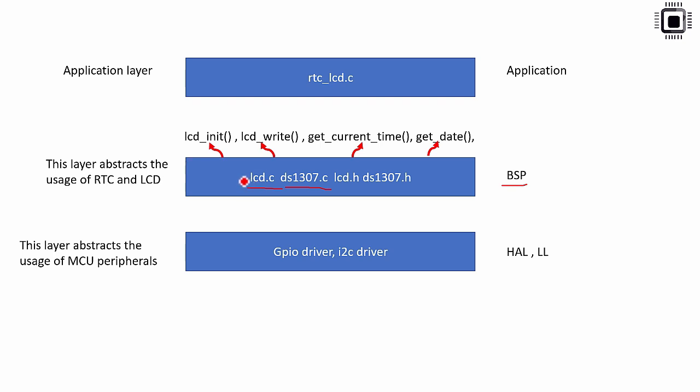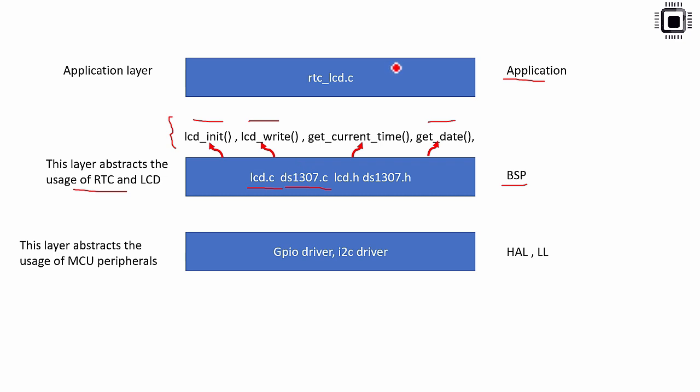That's why lcd.c and DS1307.c are part of the BSP, because the BSP layer abstracts the usage of the RTC and LCD. The BSP layer has to expose simple functions or APIs to the user level application to use the LCD or RTC chip. So you can see that the BSP layer exposes some simple intuitive functions like get current time, get date, LCD write, LCD init, to the user level. And the user level application need not bother about handling the LCD peripheral or RTC peripheral. It doesn't need to know about the internal register details of the various devices which are part of the board. So all those register handling or device handling things are done in the BSP layer.